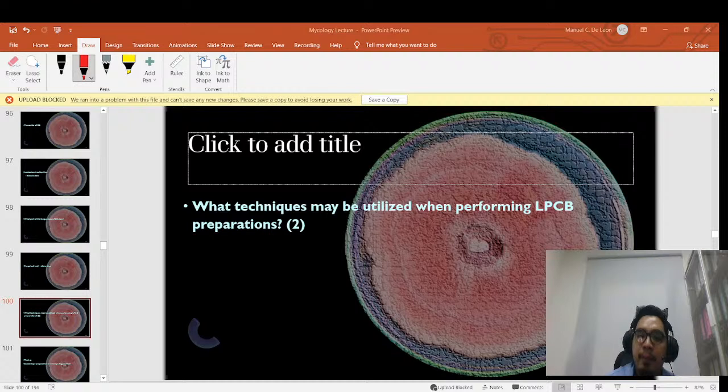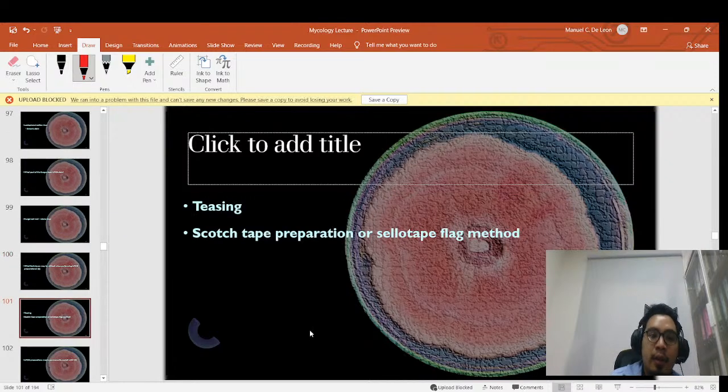Another method is you put a drop of lactophenol cotton blue on a slide, and then you grab your tape, press it on the mycelium or the colony of the mold, and then transfer the tape on a slide, and basically that's how you do it. I think the easiest method is probably the Scotch tape method, because that's the one that we use here in the laboratory. All right, so these are the methods: teasing method and Scotch tape preparation, or the cellotape flag method.